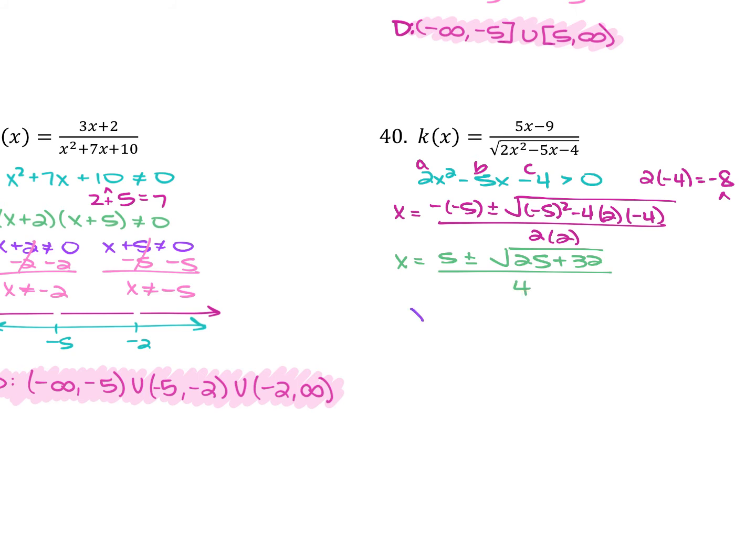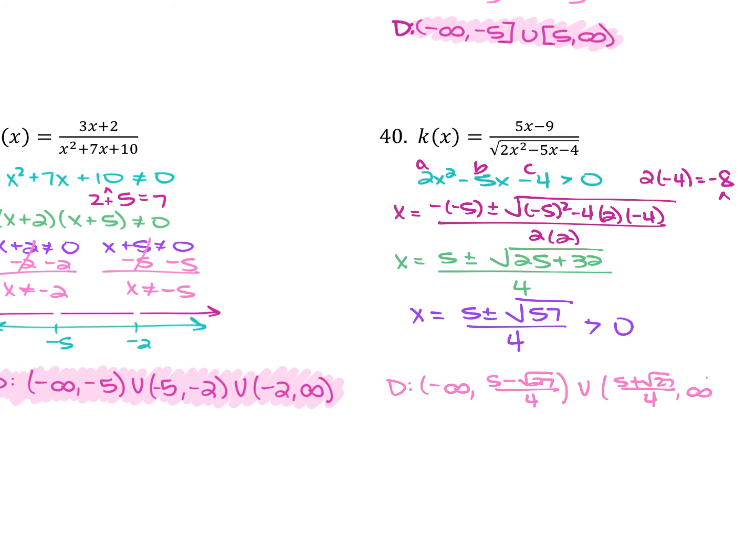From here, you'll add under the radical to give you x is equal to 5 plus or minus the square root of 25 plus 32 is 57, over 4. You've got to remember, that's x is equal to. We weren't doing x is equal to. We were doing greater than. So if that's the case, then this is greater than 0, which means greater or, same thing, opposite directions. So you're going from negative infinity up to 5 minus the square root of 57 over 4, with a union of 5 plus the square root of 57 over 4 to infinity.